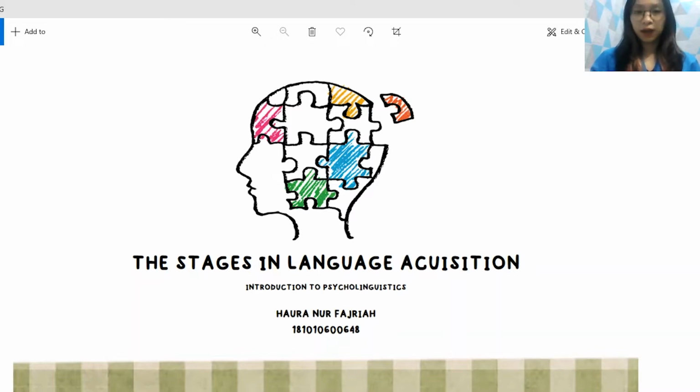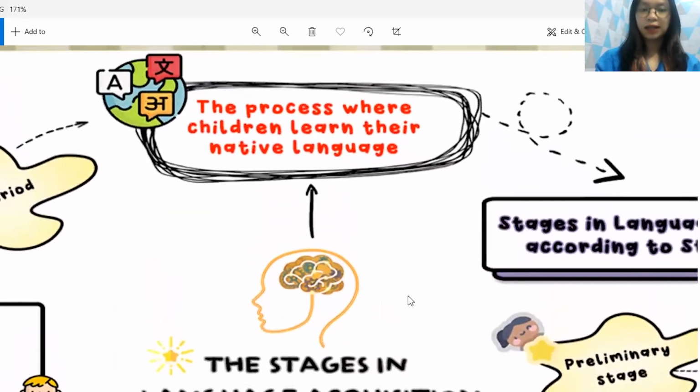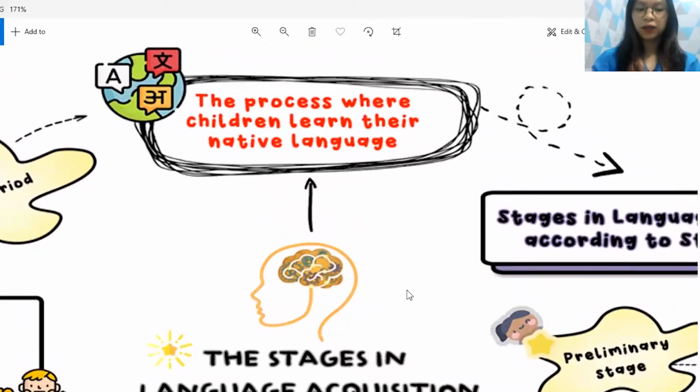I will explain the stages in language acquisition according to Stern 1907. So let's start. The stages in language acquisition. What is language acquisition? Language acquisition is the process where children learn their native language. It consists of abstracting structural information from the language they hear around them and internalizing it for later use. In other words, it is the process that happens when children start learning and developing a language.